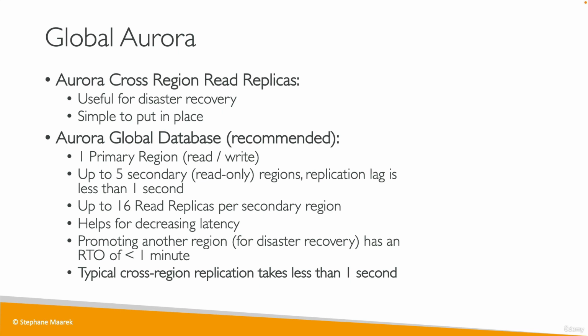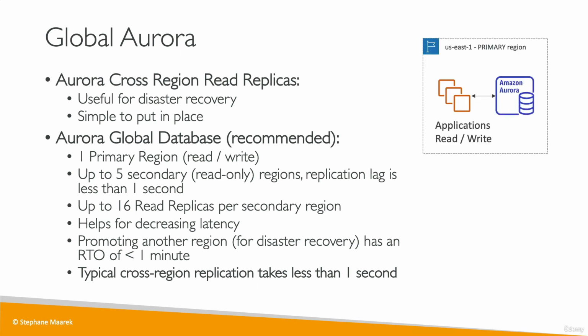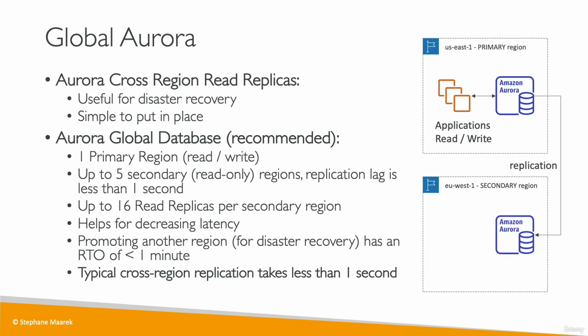And here's a sentence you should look out for from an exam perspective. It takes on average less than 1 second to replicate data across regions for your Aurora global database. If you see this in an exam, it's a hint to use global Aurora. So let's have a look. We have US East 1 as our primary region, which is where the applications do the reads and writes. Then we'll set up a secondary region in EU West 1 with replication happening through a global database of Aurora, and the applications there can do read only from that setup. But in case US East 1 fails, then we can fail over to EU West 1 by promoting it as a read write Aurora cluster.